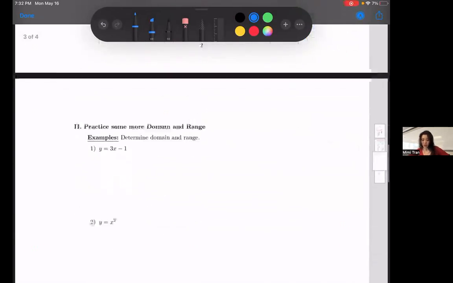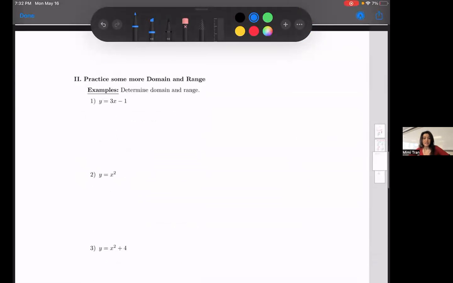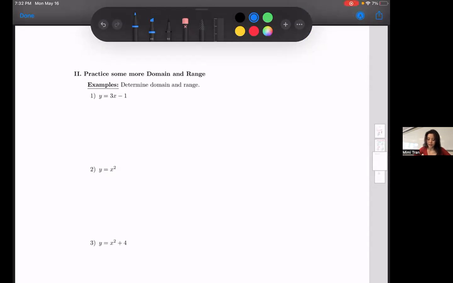All right, practice some more domain and range. Do you guys remember this? Last time I kind of taught you how to determine the domain and range from last lecture. All right, so let's do some more practice. Okay, so I would suggest you use Desmos to graph this, right? So just let me do the first one using Desmos.